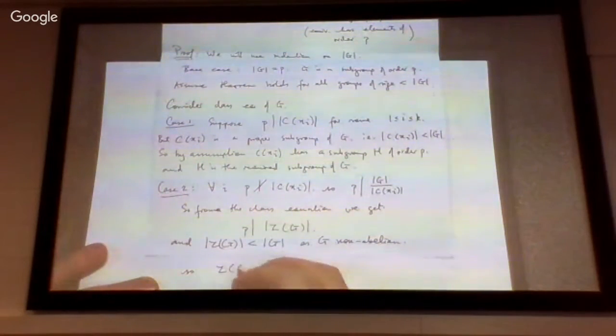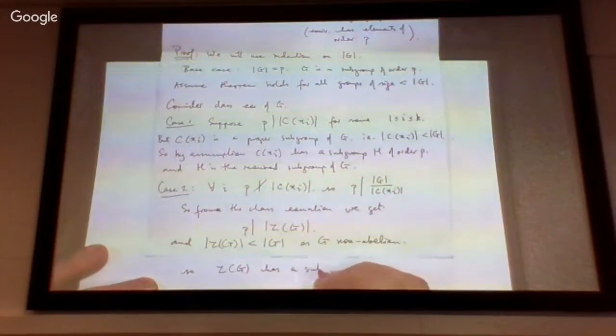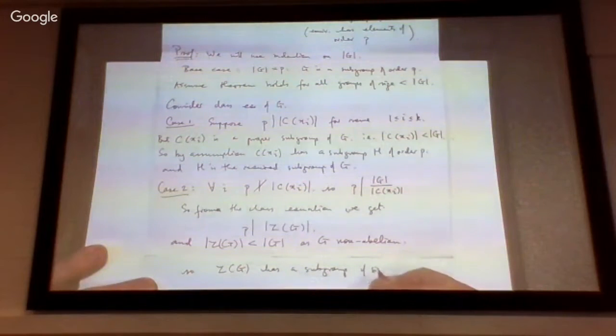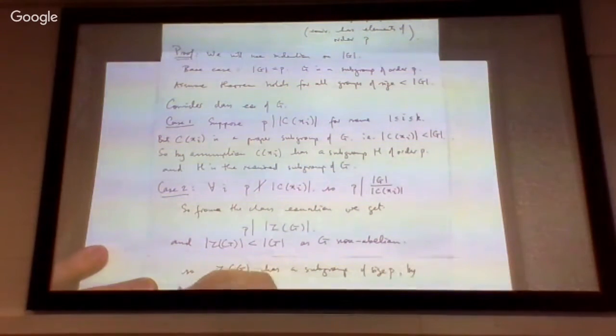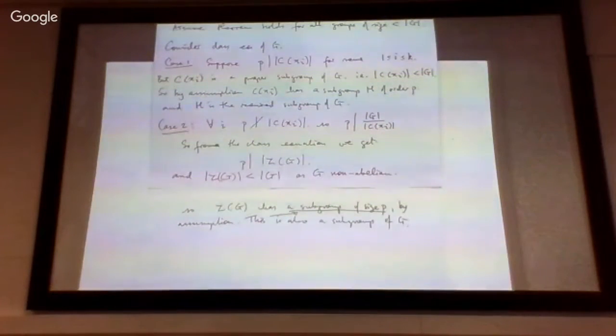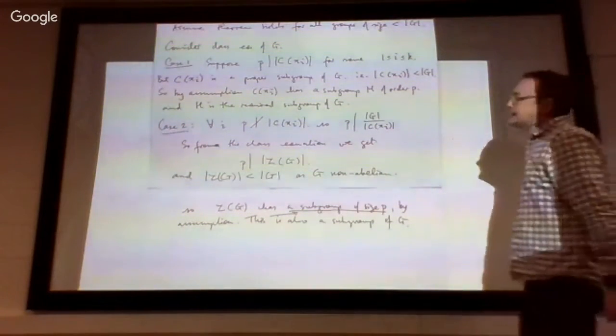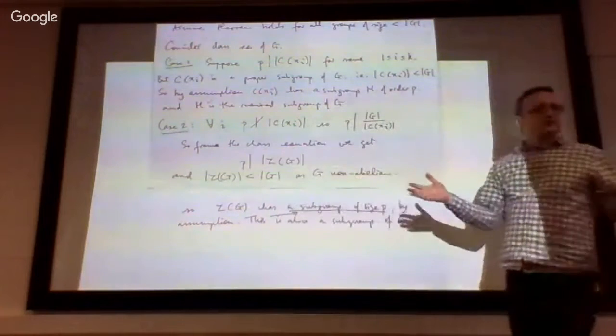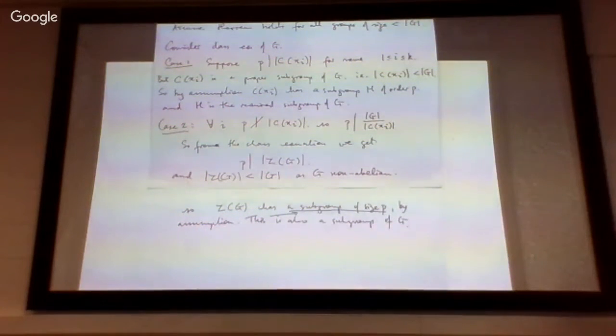So the center of G has a subgroup of size P by assumption. And this is also a subgroup of G. But this is the subgroup of size P. This is also a subgroup of G. So G does have a subgroup of size P. And case 1 and case 2 are exhaustive. Case 2 is the negation of case 1. So we proved it in all cases.